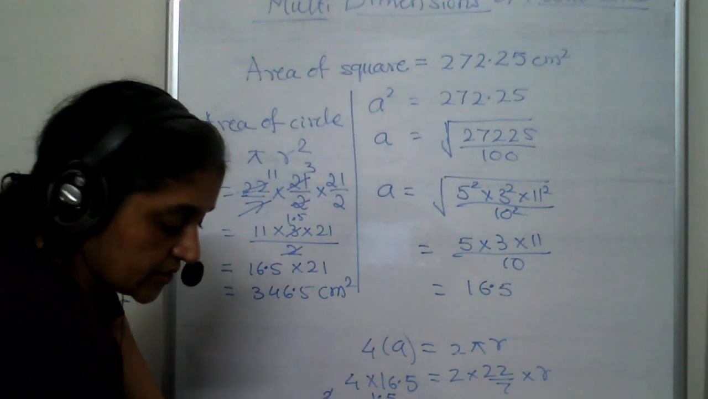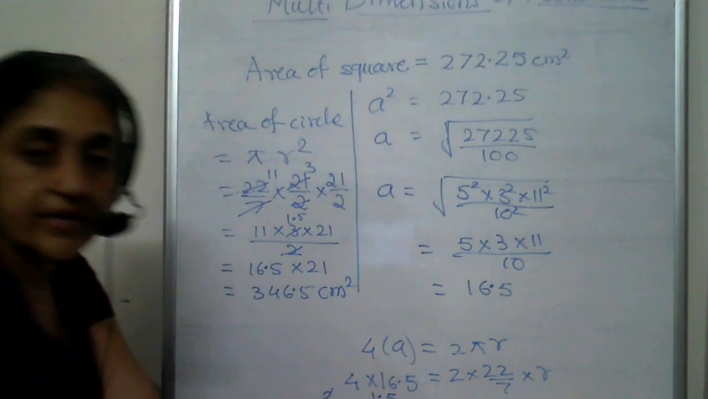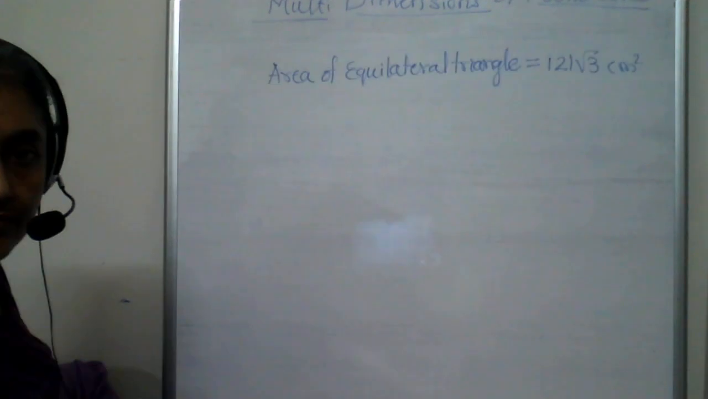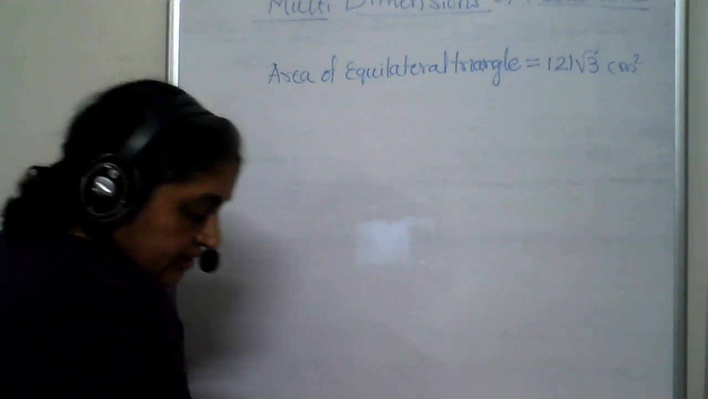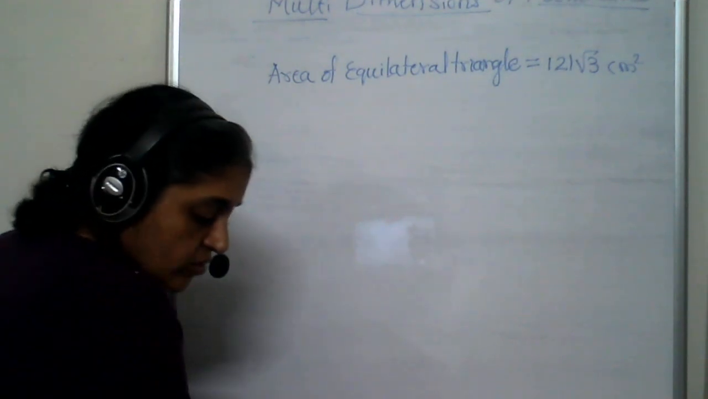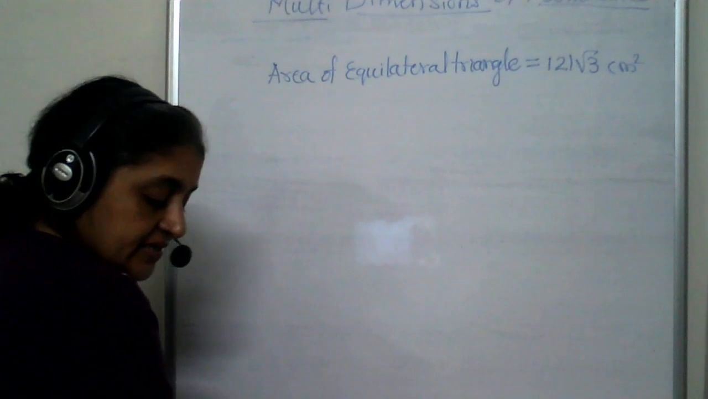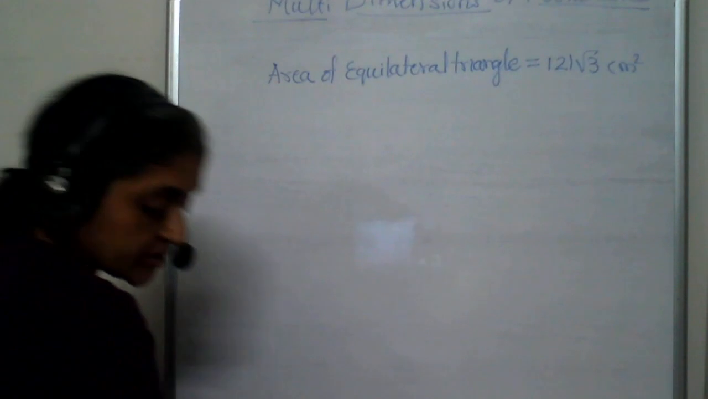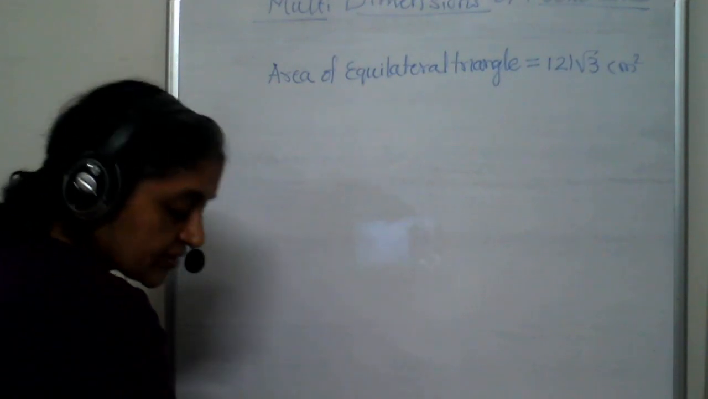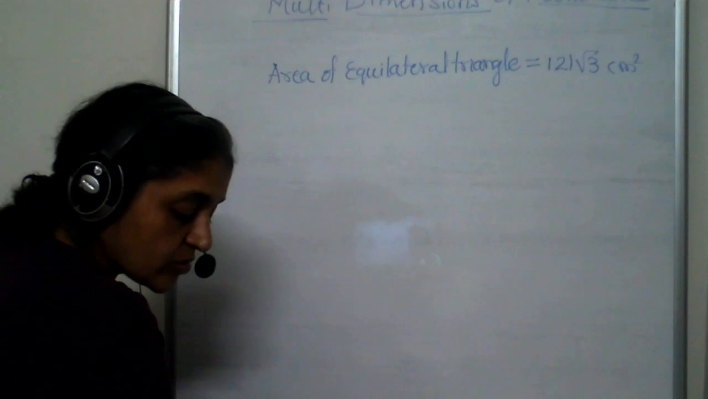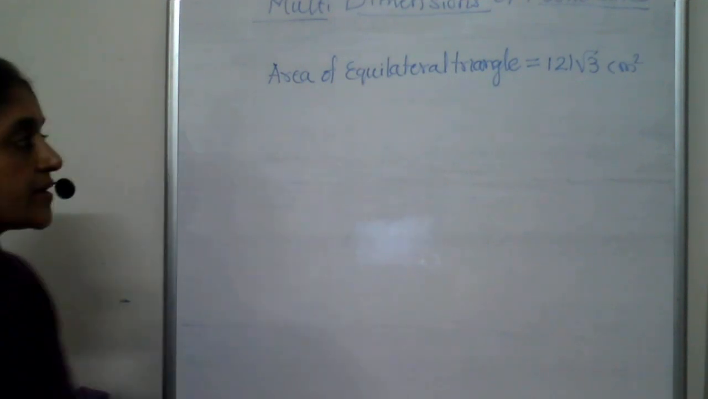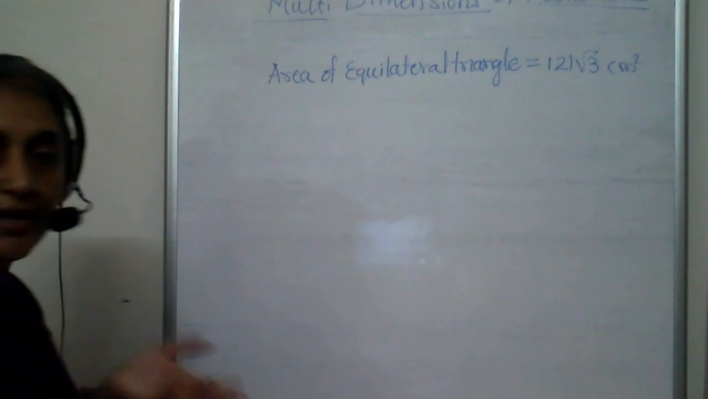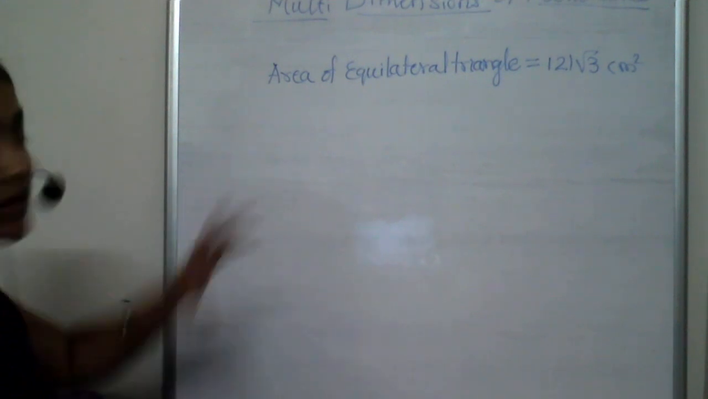Okay children, let me go ahead with the next question. We have the question next as: a copper wire, when bent in the form of an equilateral triangle, has an area of 121 root 3 centimeter square. If the same wire is bent into the form of a circle, find the area enclosed by the wire. Now in the earlier question we had square to circle, here we have triangle to circle.